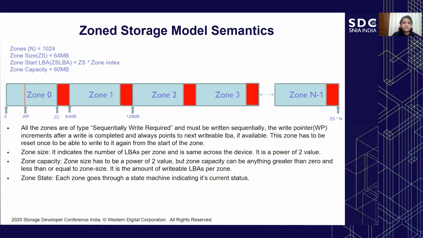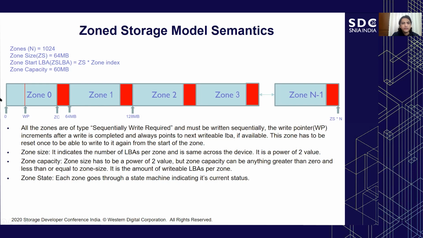Similarly, here also zone 1 starts at 64 MB, and right after 60 MB, that is 64 plus 60, that is 124 MB. From 124 MB to 128 MB, again it is an unreadable or unwritable area. So this is what the zone capacity and zone size are. Till zone capacity we can write, we can read, but beyond zone capacity till the zone size, we cannot use that. There is no NAND there.